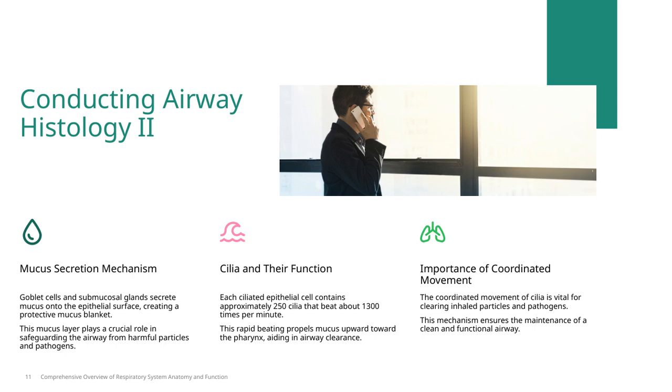Now, the histology of the conducting airways shows us how important this mucociliary system is. The coordinated movement of the cilia is vital. It ensures that inhaled particles and pathogens are effectively removed. This synchronization maintains a clean and functional airway, which is fundamental for healthy breathing and overall respiratory health. In essence, the cilia and mucus work together as a dynamic team to protect and keep our airways clear, supporting the broader function of the respiratory system.